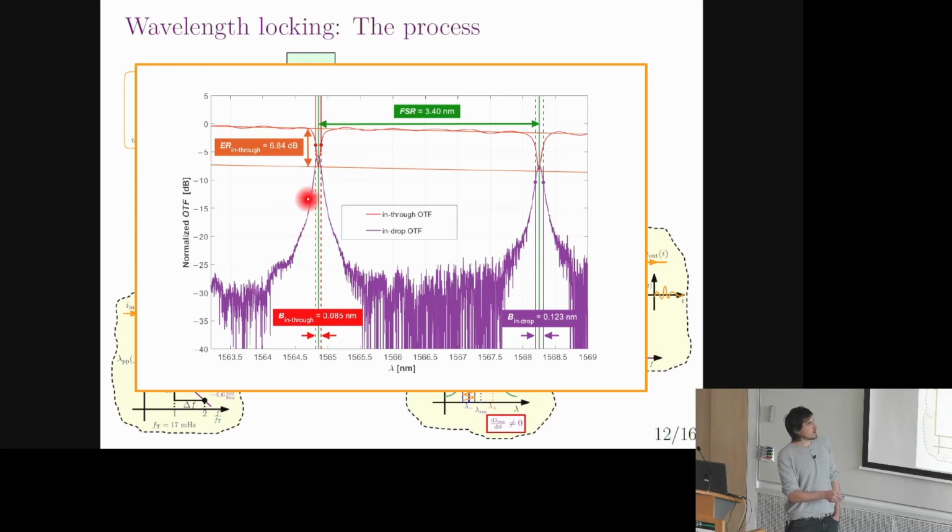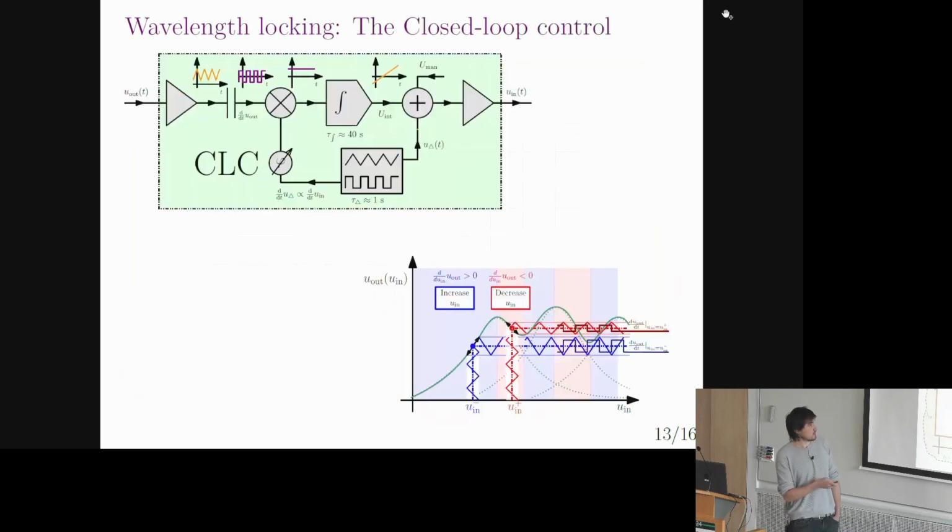The microring resonator used here was one that allowed us to have as much energy as possible coupled to the drop port when in resonance. So this was kind of a requirement to get a signal that is strong enough for the feedback signal.